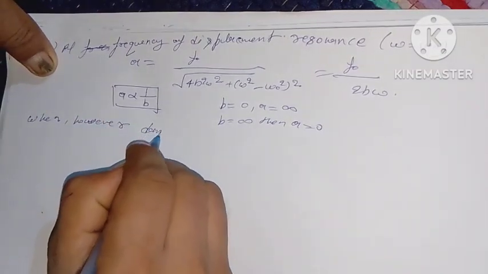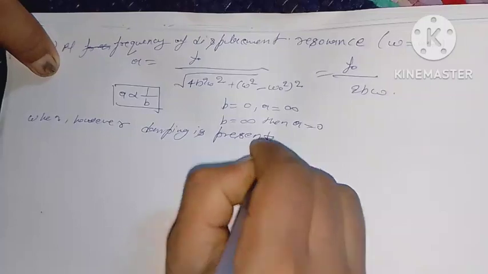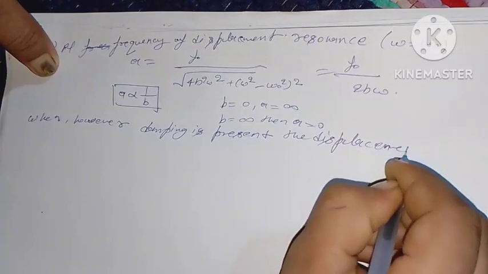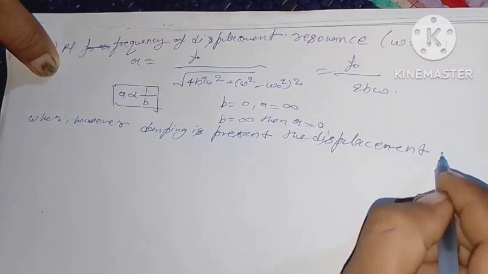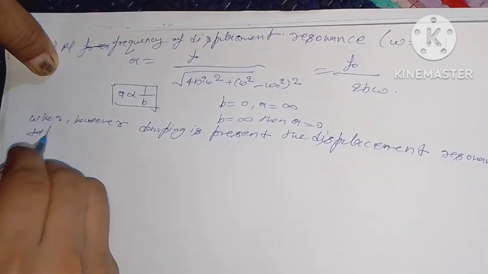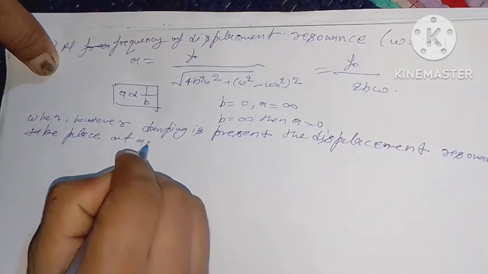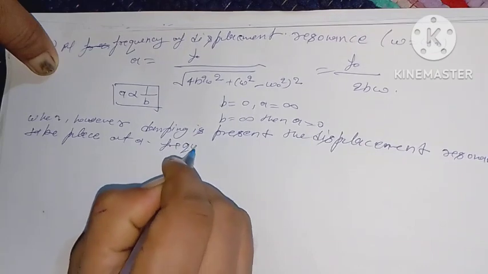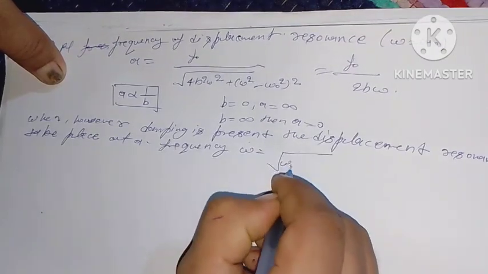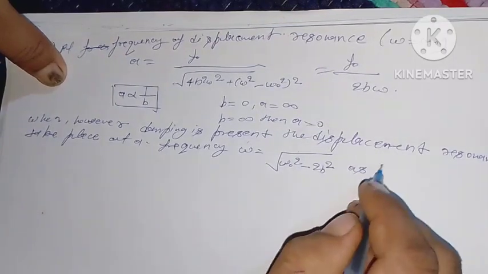When damping is present, the displacement resonance takes place at a frequency omega equal to under root of omega naught square minus 2b square, as proved below.